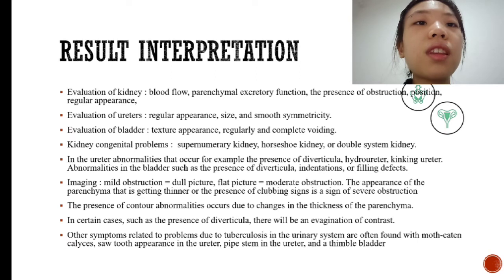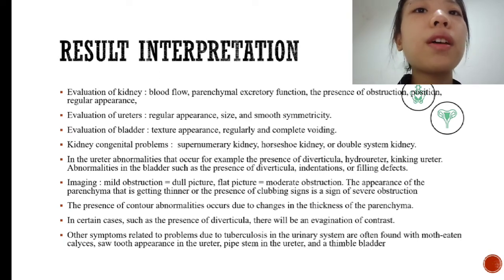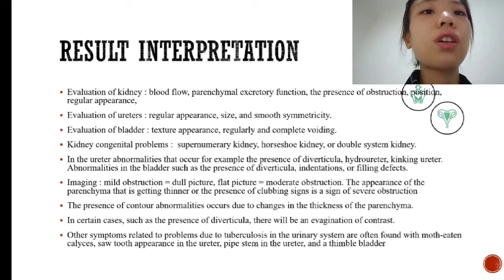In the picture of the kidney that has mild obstruction, a dull picture and a flat picture will appear. It will appear in moderate obstruction. The presence of the parenchyma getting thinner, or presence of the clubbing sign, is a sign of severe obstruction. And the presence of the contour abnormalities occurs due to change in thickness in the parenchyma.